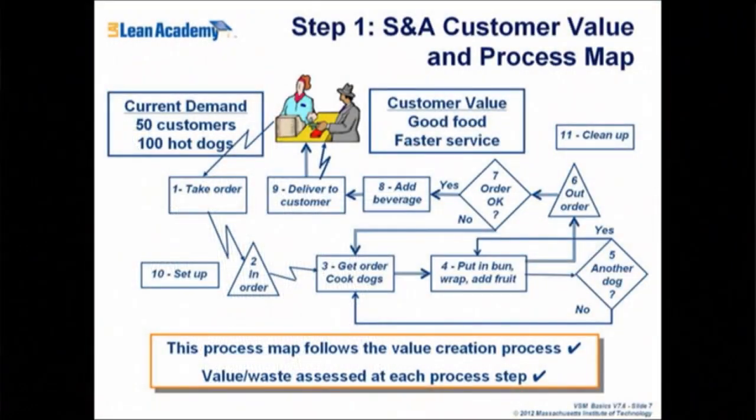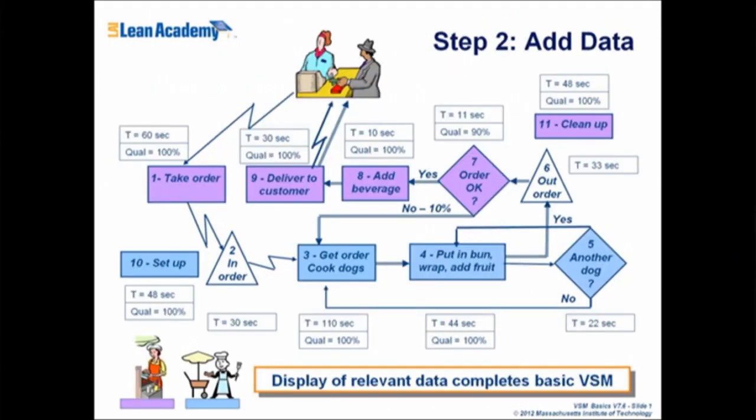All right, we're back to this one. It follows the value creation process, and you have in your groups assessed the values and the wastes for each of the processes. And now it's time to add some data. And I think that we'll just go with the map that you had handed out. All the data should be on it, times in seconds, and there's some quality measurements as well, because the processes weren't perfect the whole way through, right? It wasn't 100% every time.